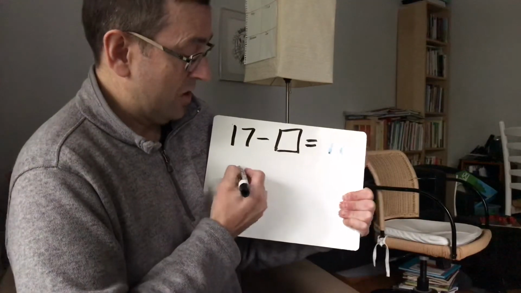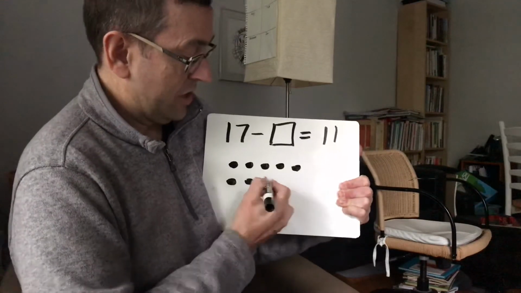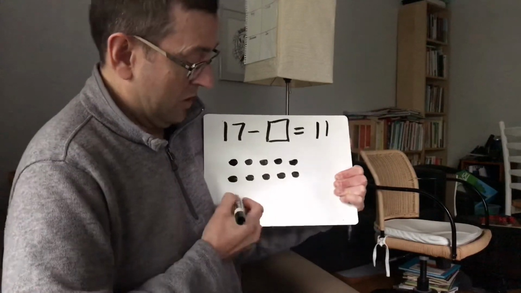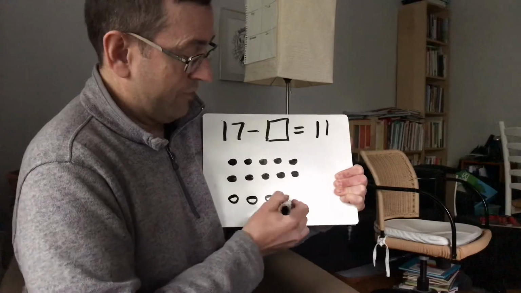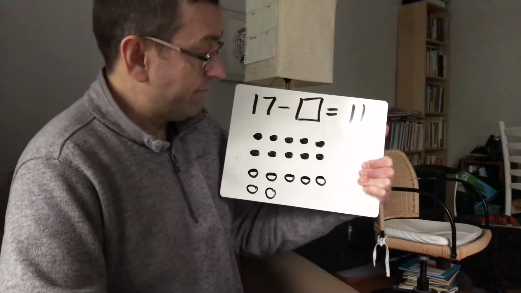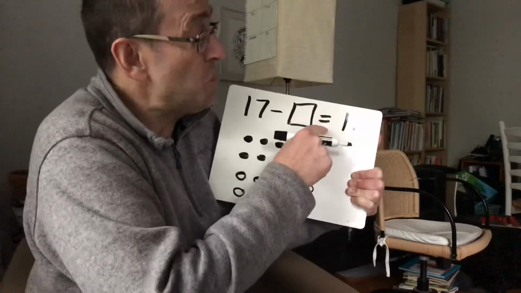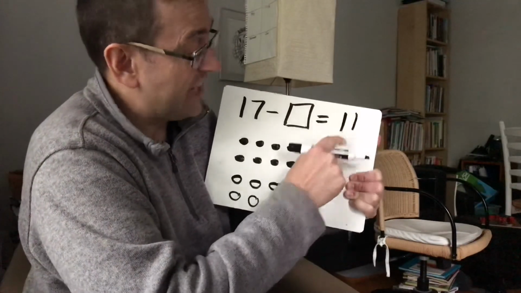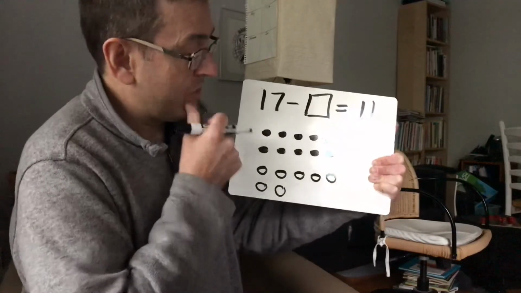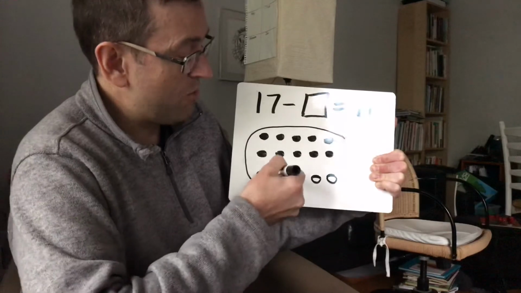Let me do my 5-group drawing for 17. 1, 2, 3, 4, 5, 6, 7, 8, 9, 10, 11, 12, 13, 14, 15, 16, 17. I got my 17. Now I'm going to take some away. I don't know how many, but I do know that 11 butterflies stayed in the garden. So if 11 butterflies stayed in the garden, oh, that's these 10 and one more.